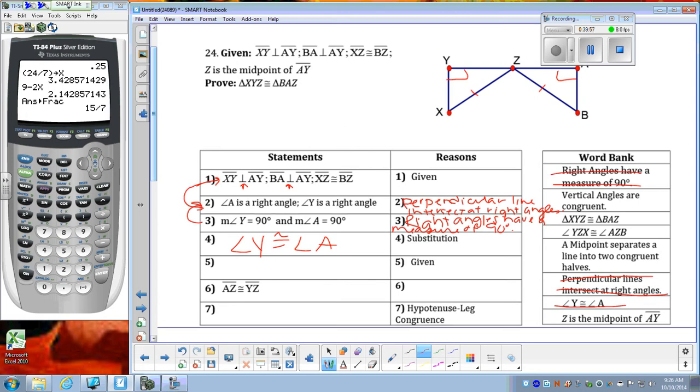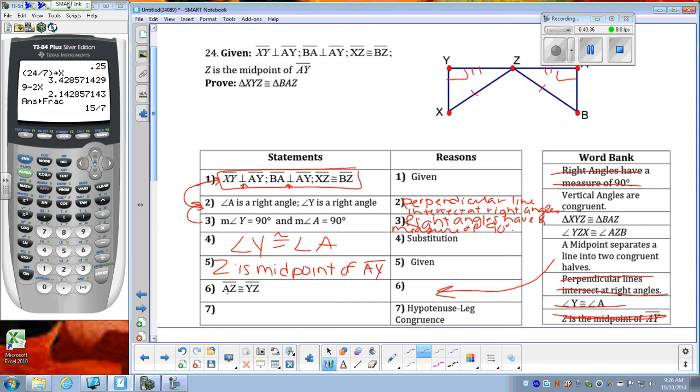All right, now it says I have something else given. Well, if I look here, I have my given information up here. When I look over on my word bank, oh, I also know that Z was the midpoint of AY. That's what goes here. Z is midpoint of AY. Well, what does midpoint mean? Midpoint means that it gets split in half. So if Z is the midpoint of AY, then I know that AZ is congruent to YZ. So this is the midpoint separates the line into two congruent halves.